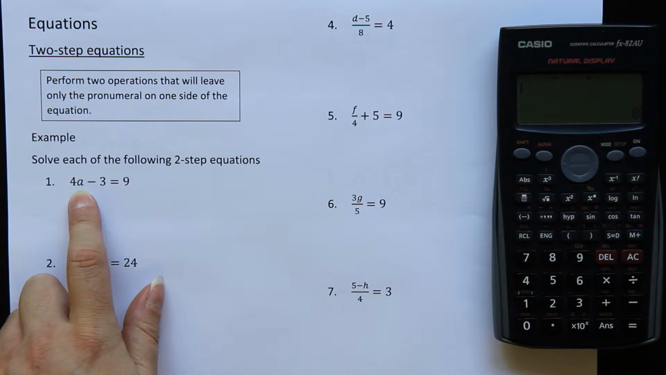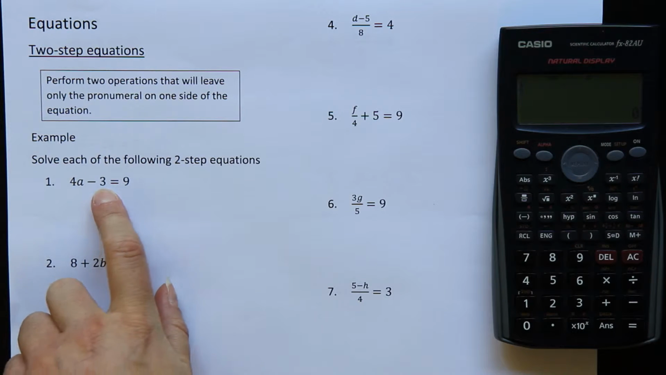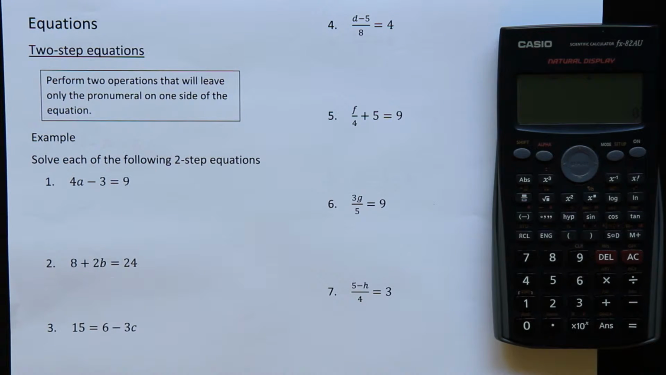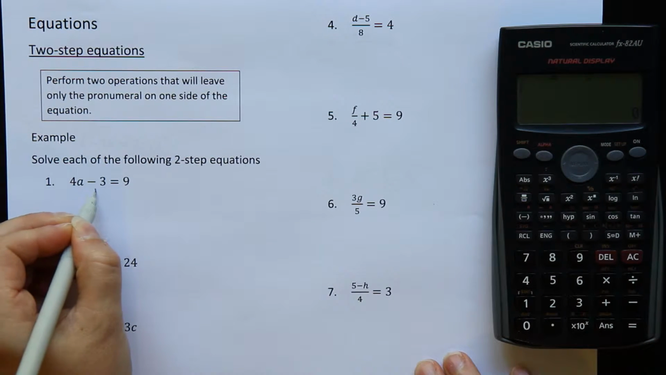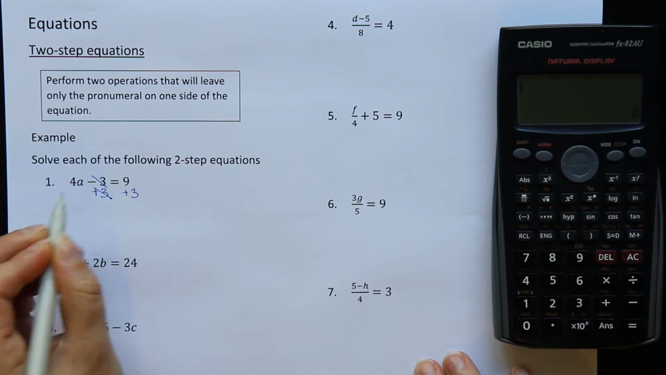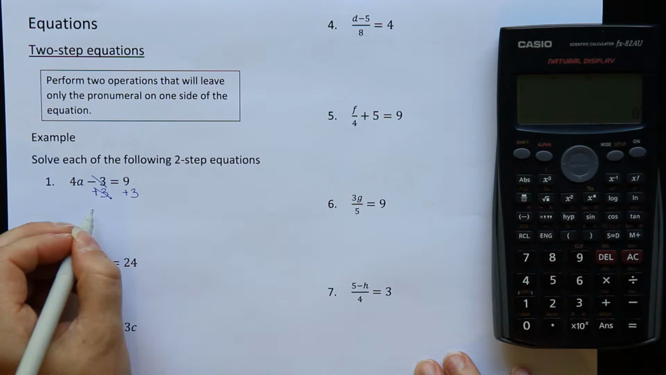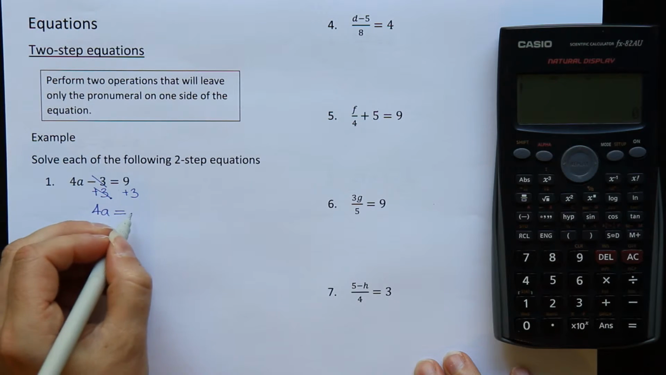Well, let's read through the question again. 4a minus 3. The a is with the 4, so 4 times a, and then we minus 3. So we need to do that in the reverse order. The 3 was the last thing to be subtracted on, so I need to be getting rid of the 3 first. The opposite of subtracting 3 is to add 3 to both sides. Got to keep it balanced. That will cancel those 3's away, giving me 4a is equal to 9 plus 3 is 12.